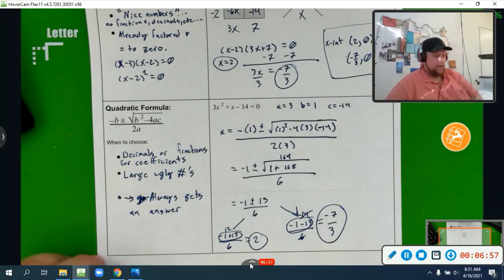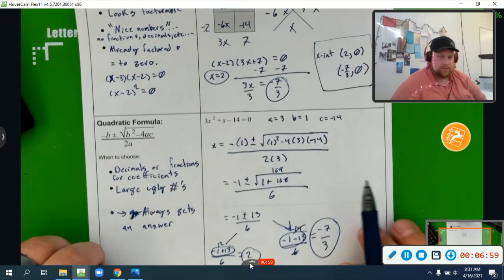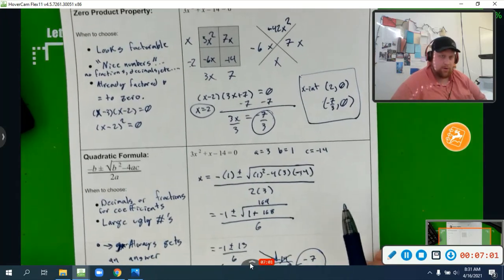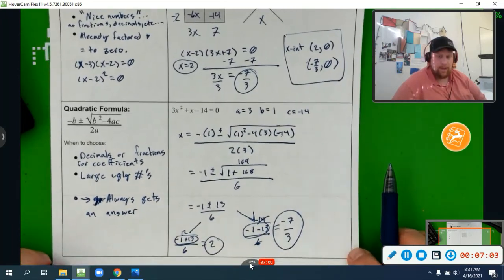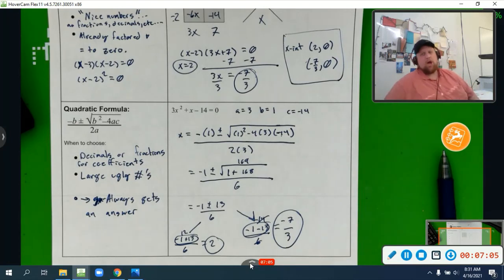So these are your two things that we're doing this year. We're doing the zero product property and the quadratic formula.